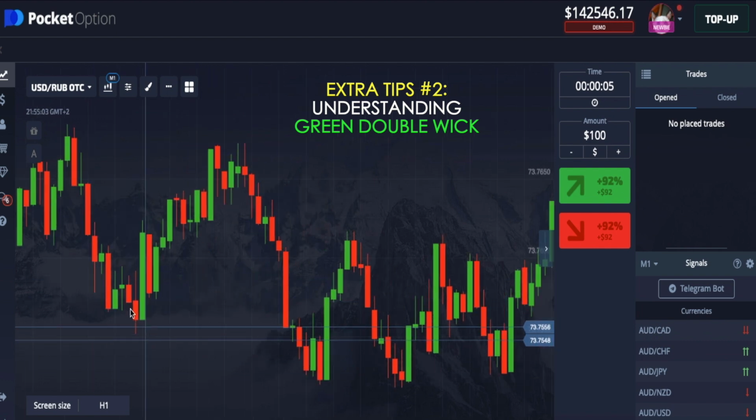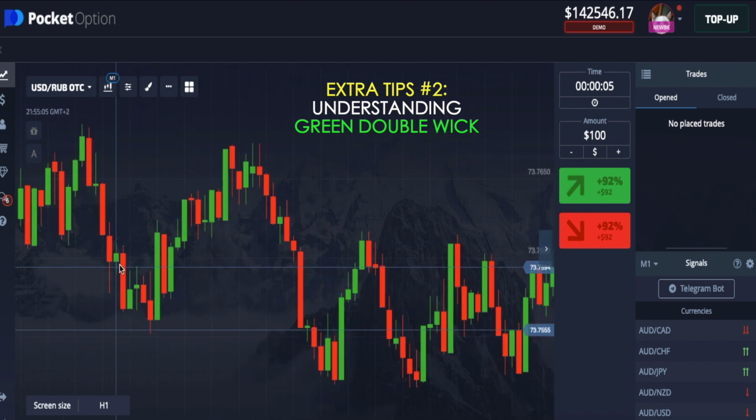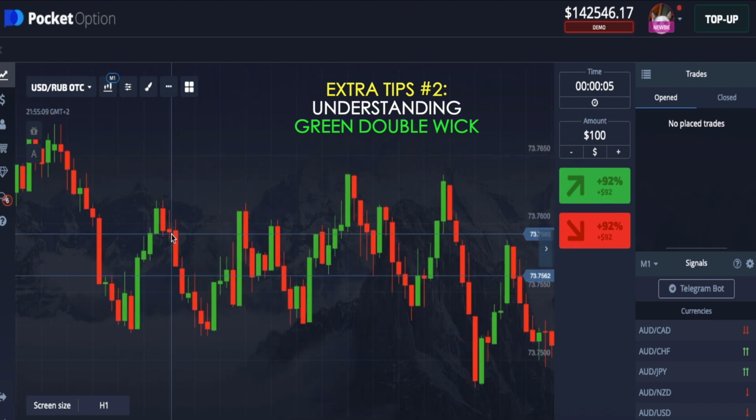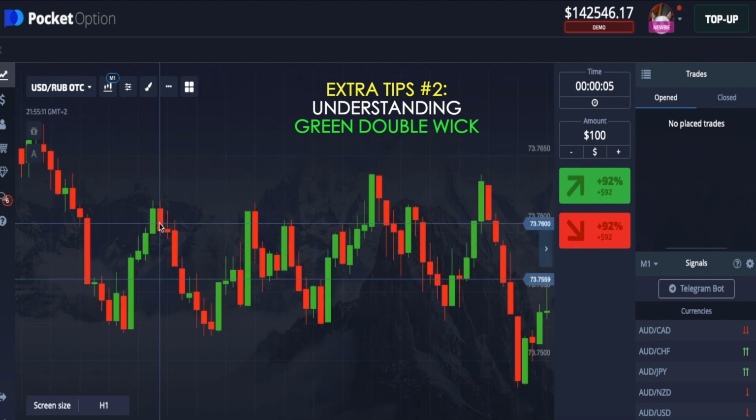Okay, that's a double wick green. That's what I'm talking about. Okay, same thing here. It's kind of wicky, but still, you have a downtrend, that double wick green interrupted, boom, you get on that red right there.